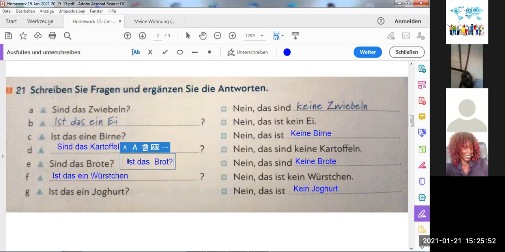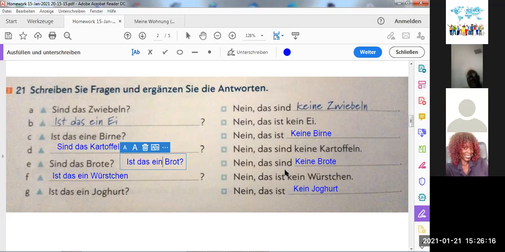Brot. But where there's no plural, okay, is that a bread? Or is that the bread? So, ein. Ist das ein Brot? Why ein? Because the article for Brot is das Brot, which is neuter. So the question was going to be, exactly, Ist das ein Brot?